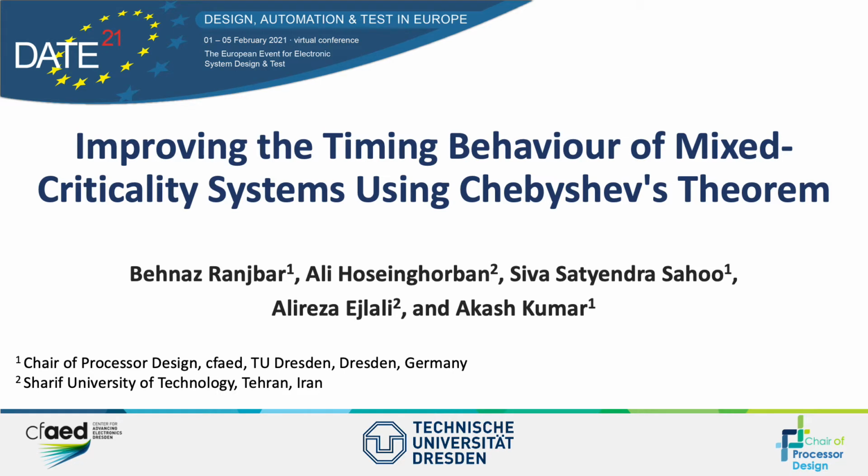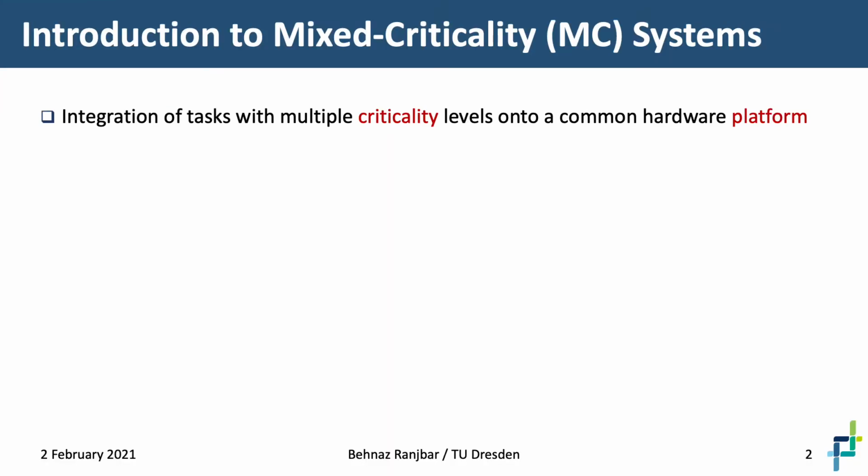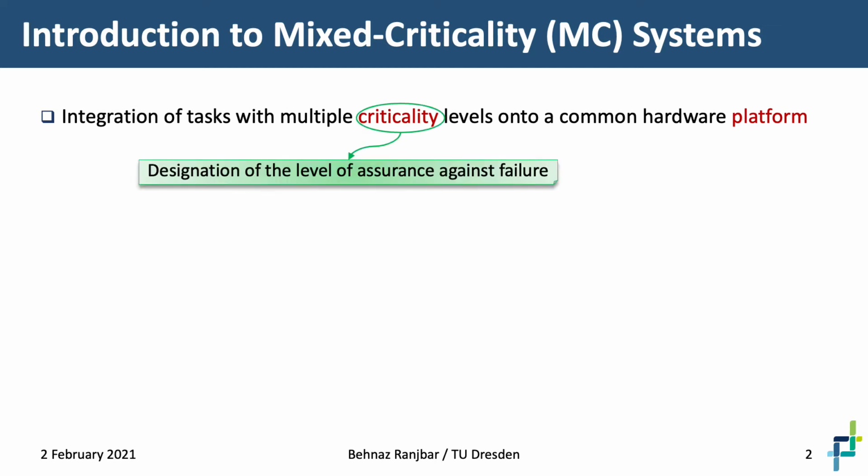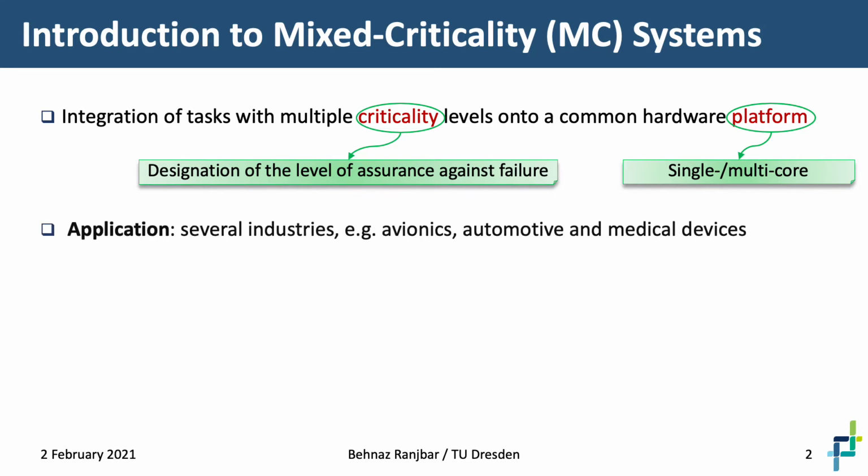Today I'll be presenting my paper Improving the Timing Behavior of Mixed-Criticality Systems using Chebyshev's theorem. First off, what is a mixed-criticality system? In these systems, tasks with multiple criticality levels are integrated onto a common hardware platform. Criticality is a designation of the level of assurance against failure, and the platform can be single or multi-core processors. Many industrial applications, such as avionics, automotive, and medical devices, are evolving into mixed criticality systems.